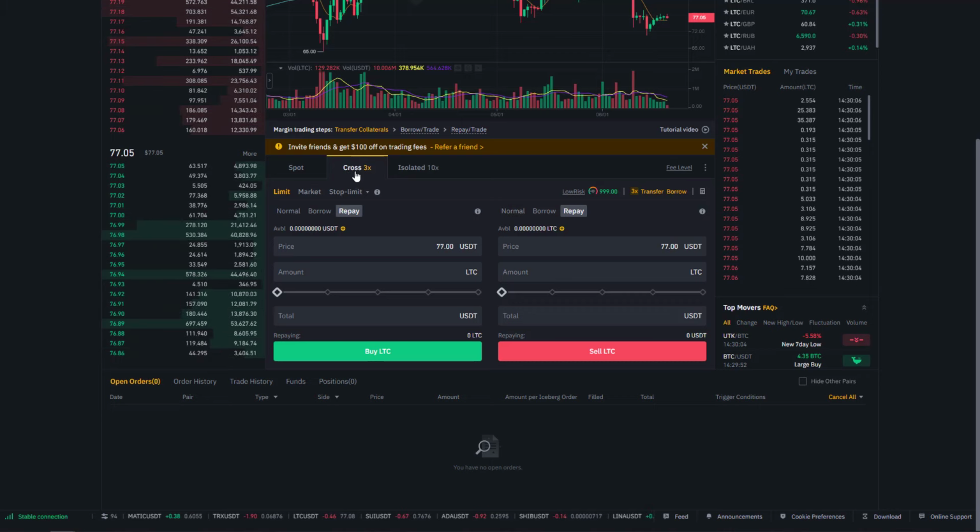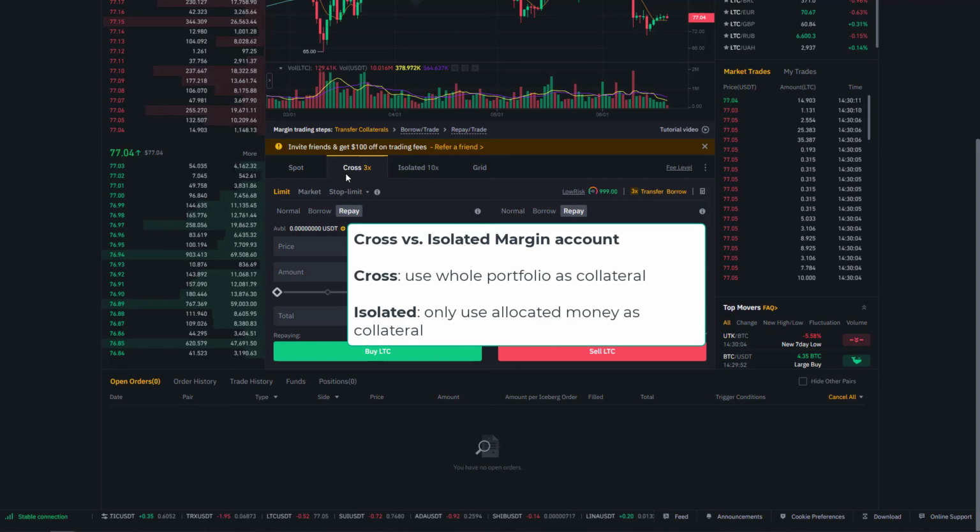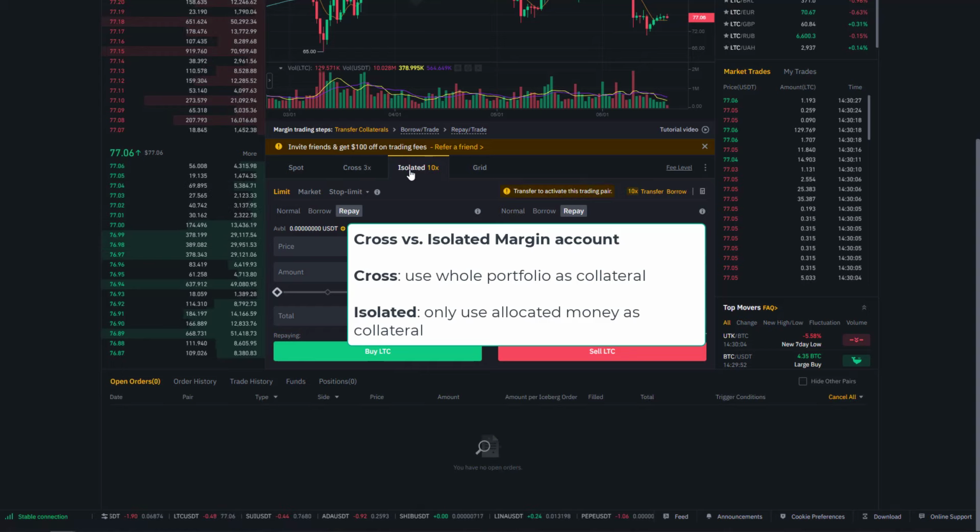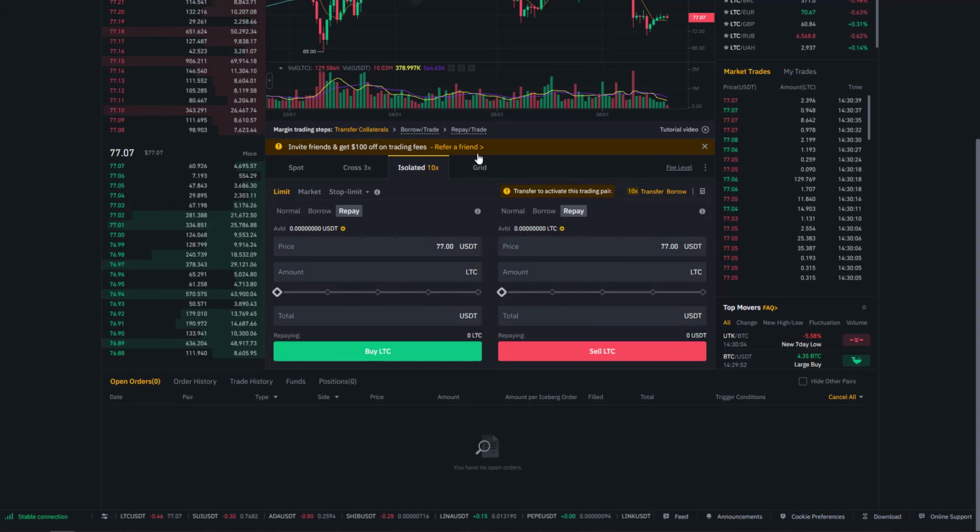I can either use the cross margin or an isolated margin. Cross margin means that I will back this short sell position with my entire portfolio. I don't want to do that. If it goes against me abruptly, I really just want to isolate this position and all its risks, and therefore I'm going to use the isolated margin. Therefore, only the money that I allocate to this position is at risk. So that's my preferred way of doing this.